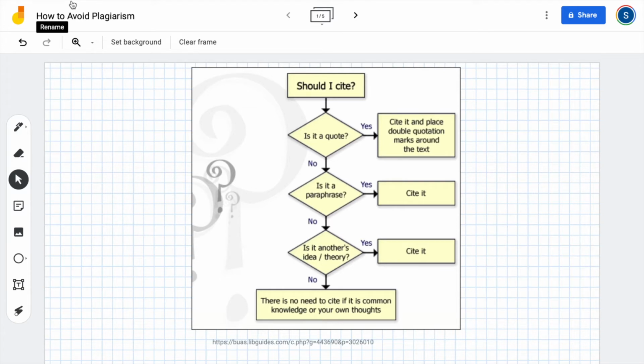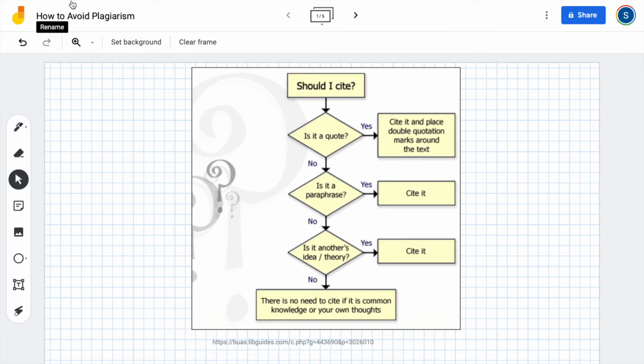So, again, for information that is common knowledge, you do not need to cite. However, for any new information that you learn from any sources, you do need to cite and give credit for that information. So how do you cite information, or when do you know you have to cite information?